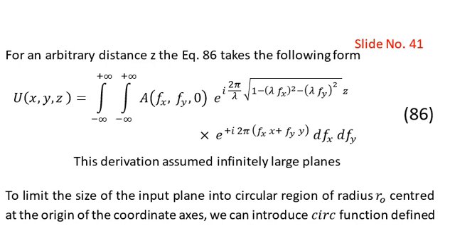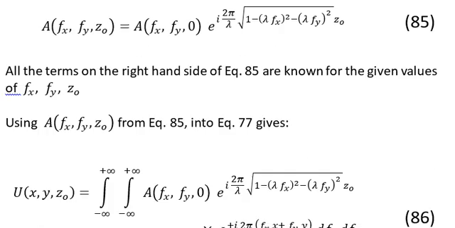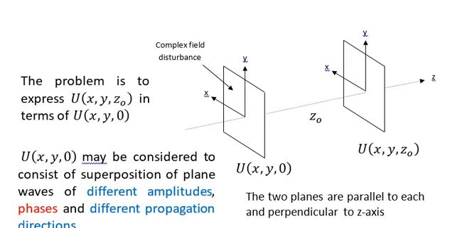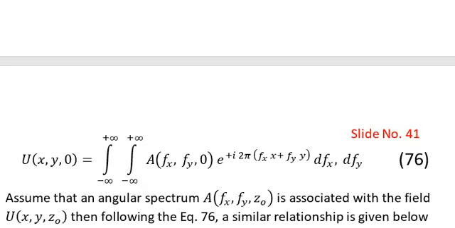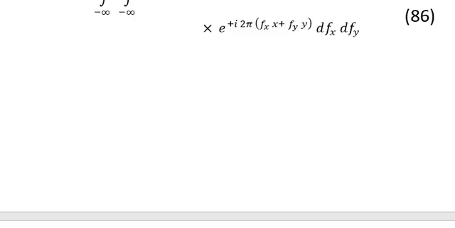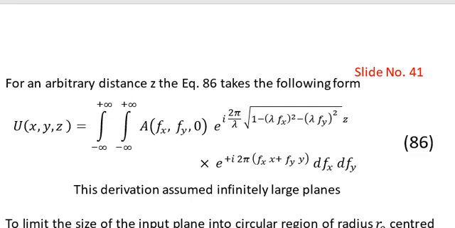In the derivation we assumed infinitely large planes, that is, these two planes with which we started were infinitely large. There were no limitations on the size of these planes. So the fields at the z is equal to 0 plane and at the z is equal to z naught plane are defined on an infinite plane. So the derivation that we have reached contains planes of infinite extent. But in real practice the planes are not infinite. So we have to limit the size of the planes.